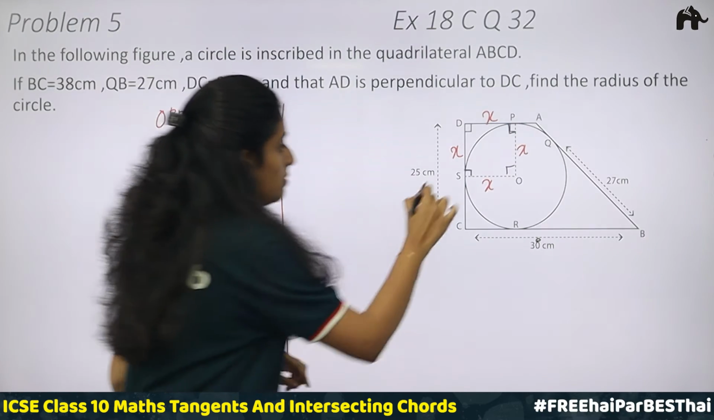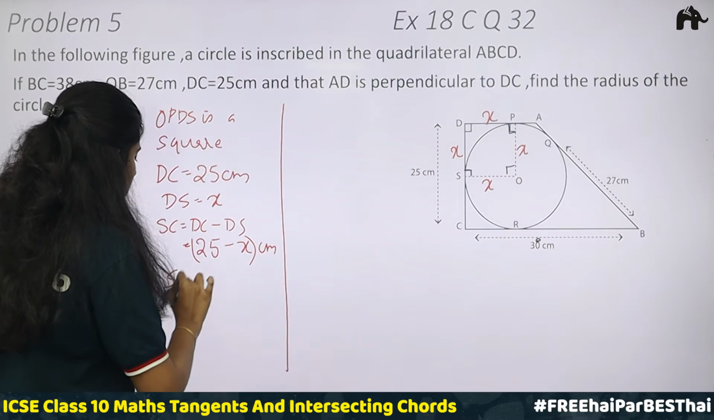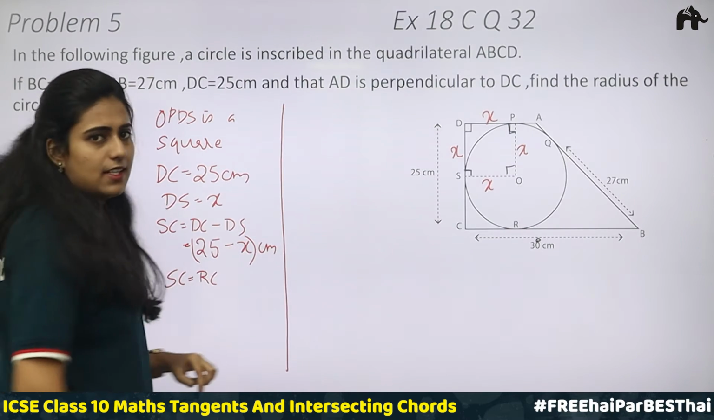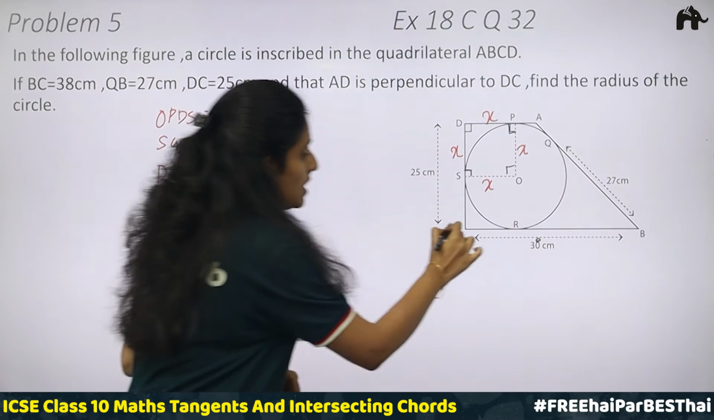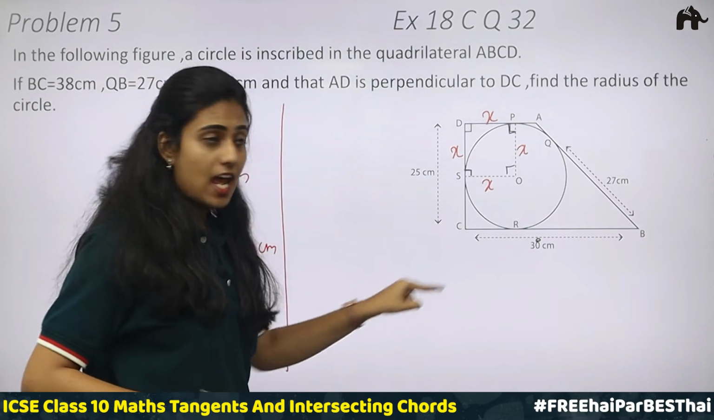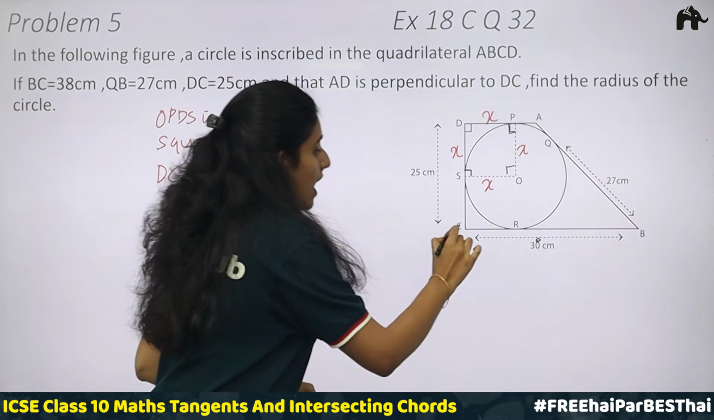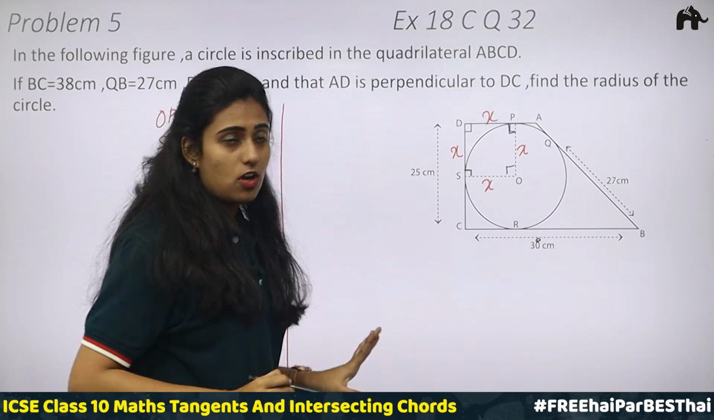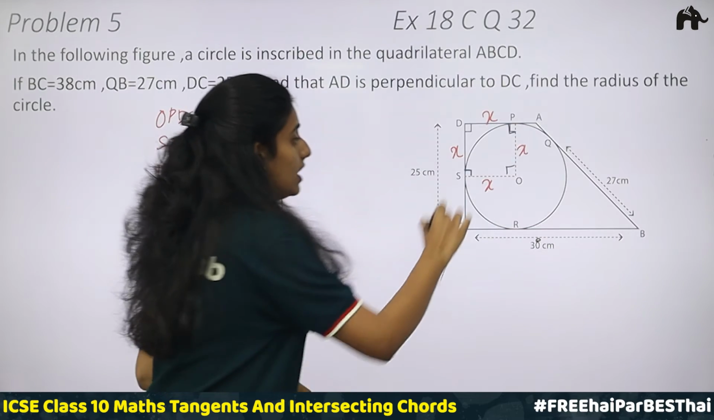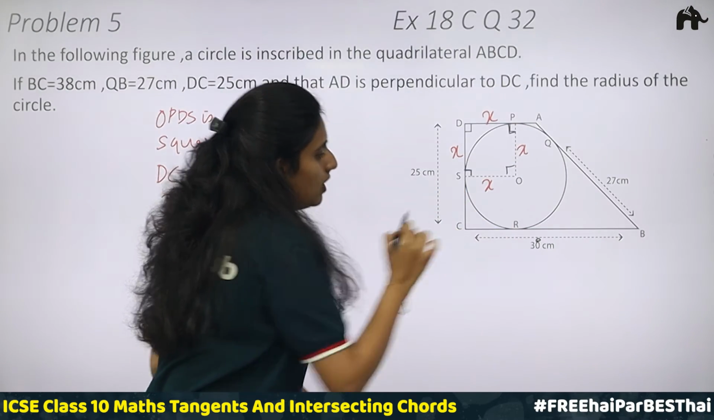Is there any relation between SC and RC? I am saying that SC will be equal to RC. What is the reason? From this point C, SC and RC are tangents which are drawn to the same circle. Therefore, when you have an exterior point and tangents are drawn to the same circle, you will be having the length of tangents equal. Therefore, we will be having SC equal to RC.